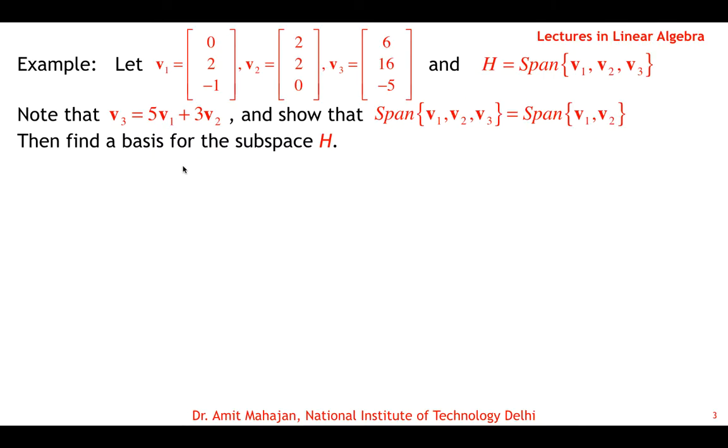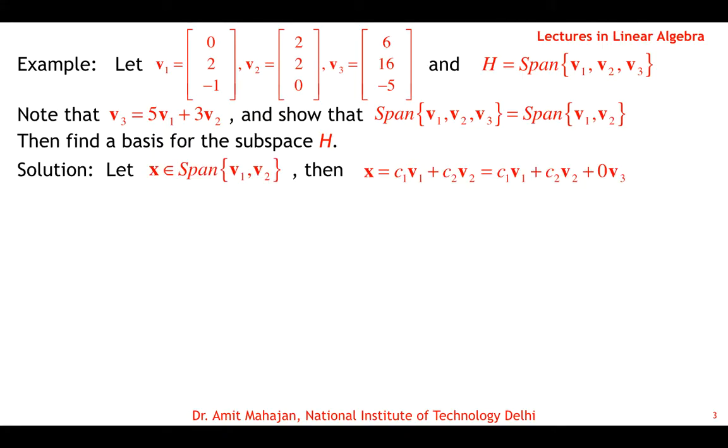The solution is simple. First we'll prove that if you remove the dependent vector, the remaining set still spans the same space. We are going to prove that if you take any vector in this set H, that vector will be in the second set, and if you take any vector in the second set, that vector is also in the first set. That means the two sets are equal. So let X be in the span of v1, v2. Let X be any vector in this second set. We will prove that X is also in H. That means X can be written as a linear combination of v1, v2.